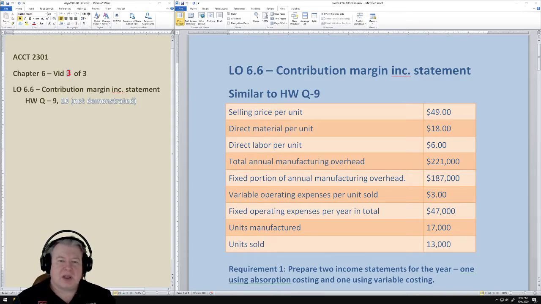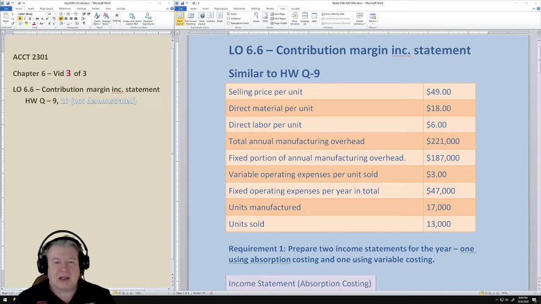So let's look at something that's similar to question 9. You'll be given a bunch of information: selling price per unit, direct materials, direct labor, and a bunch of other fixed and variable things. If you notice, we've got total manufacturing overhead and the fixed portion of the manufacturing overhead. They don't give us the variable portion. We're going to have to figure that out.